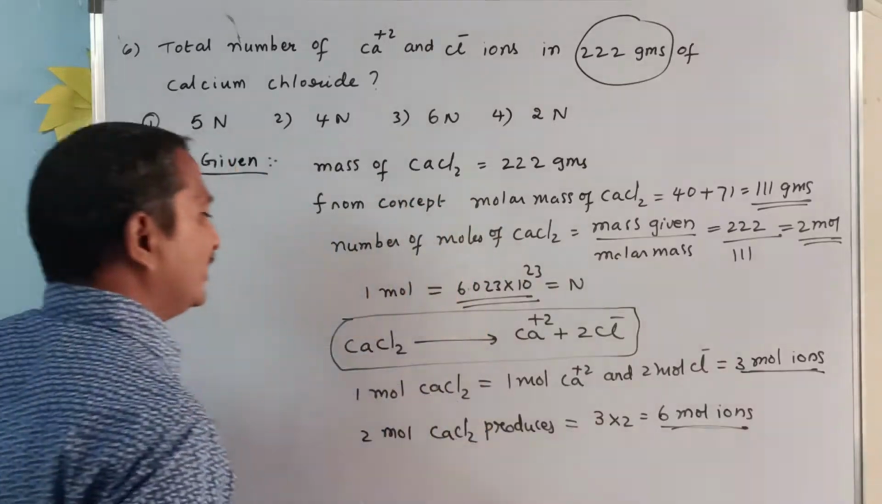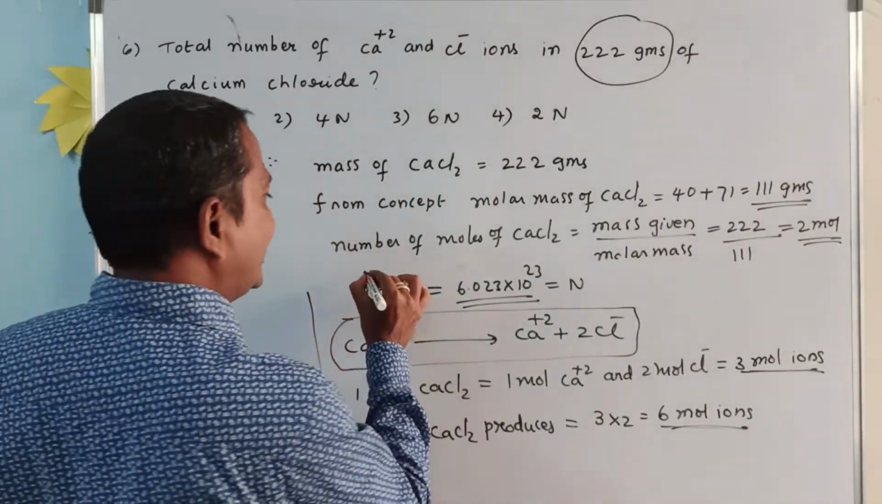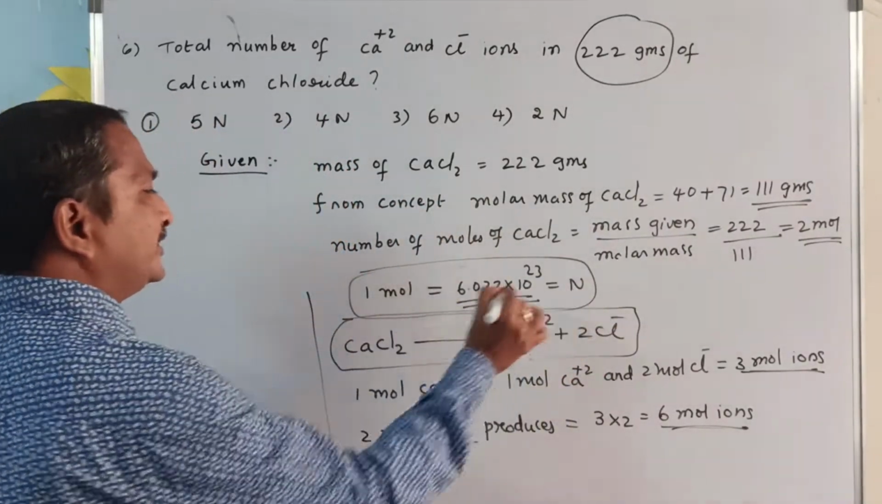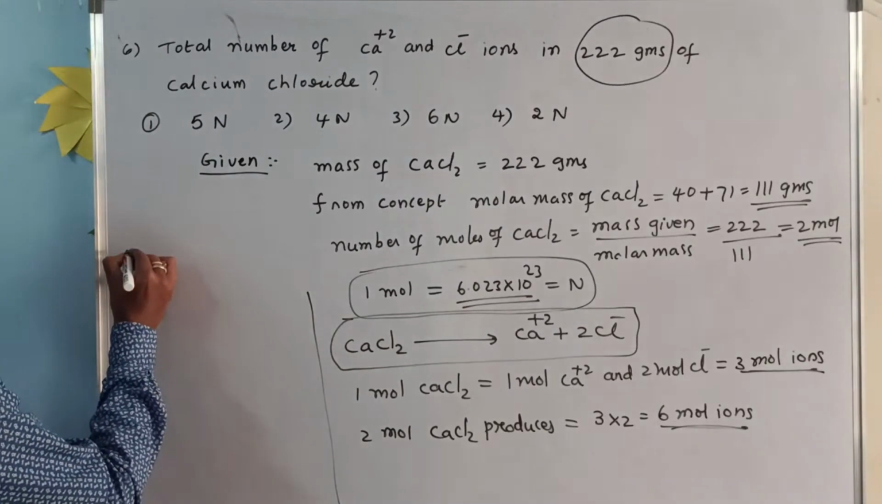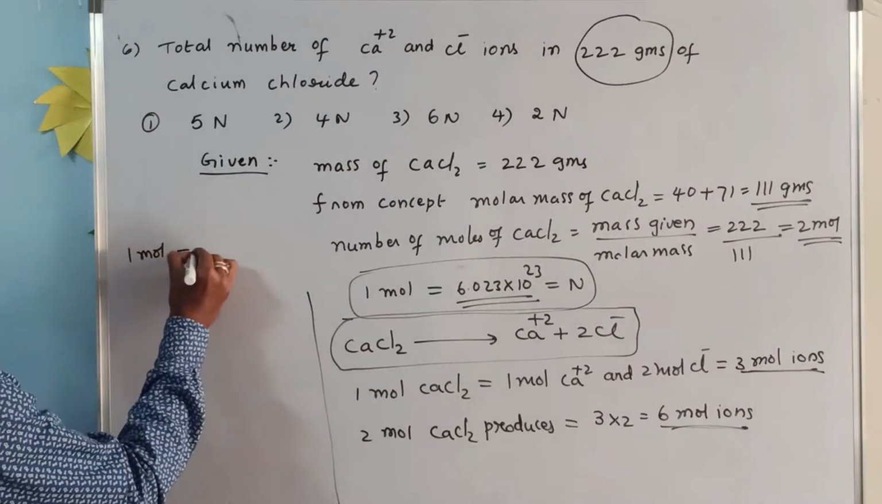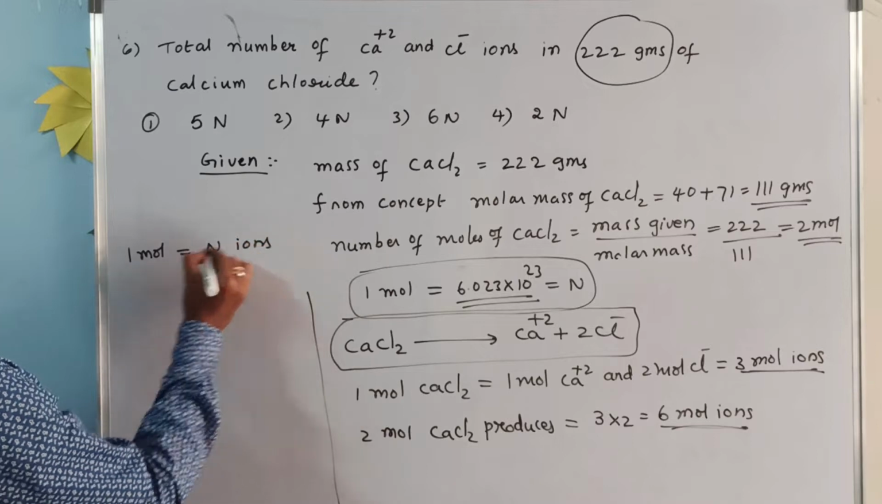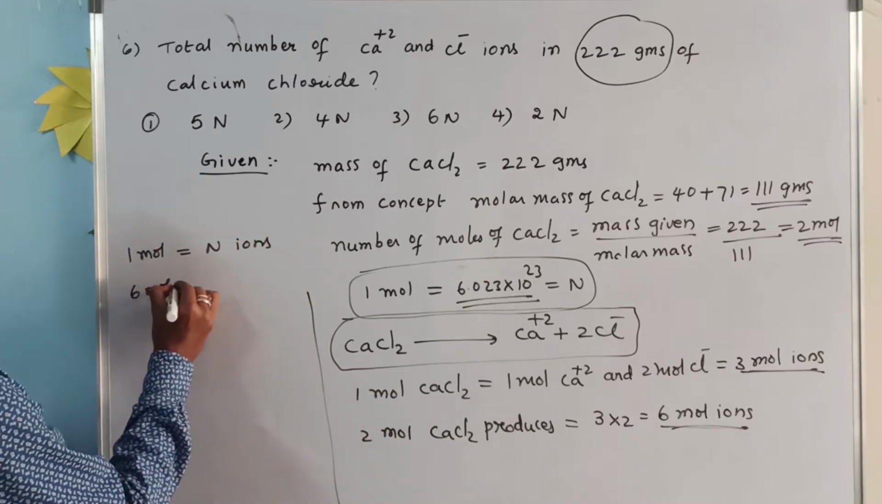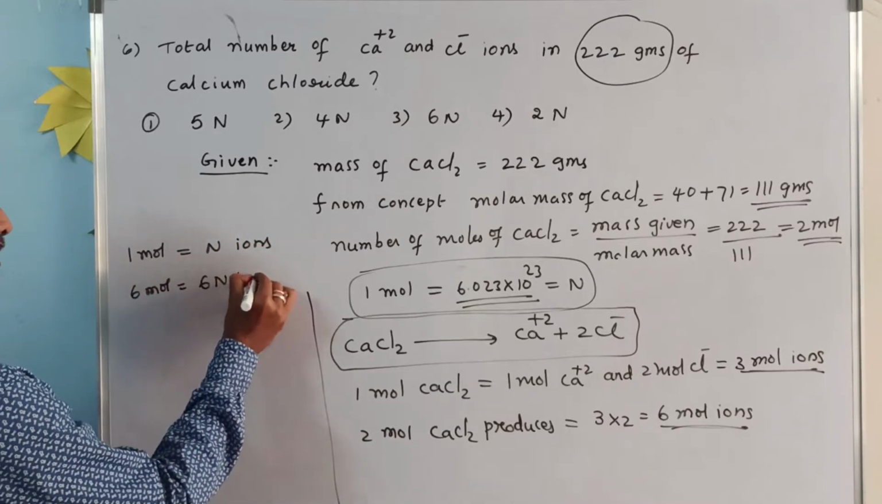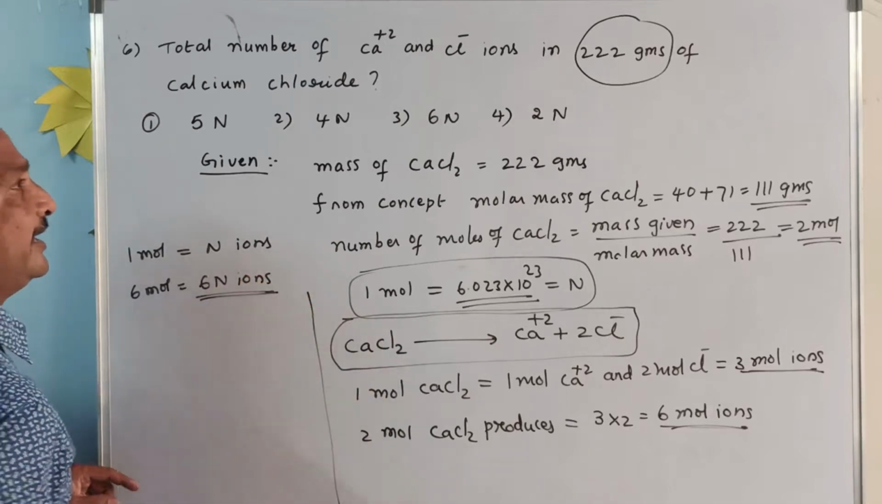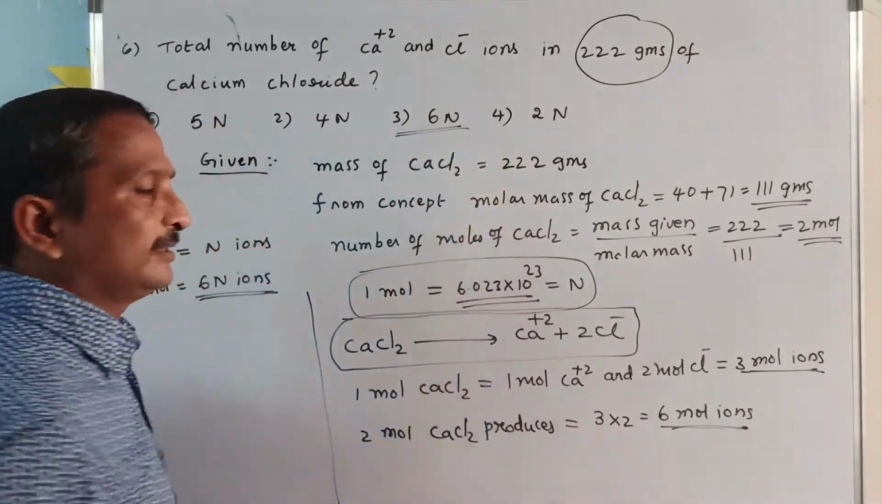6 moles of ions. From this relation, what is this relation? 1 mole is equal to N. From that relation, 1 mole is equal to N ions. Therefore, 6 moles is equal to how many ions? 6N ions. Clear all of you? 6N ions. So the third option is correct.